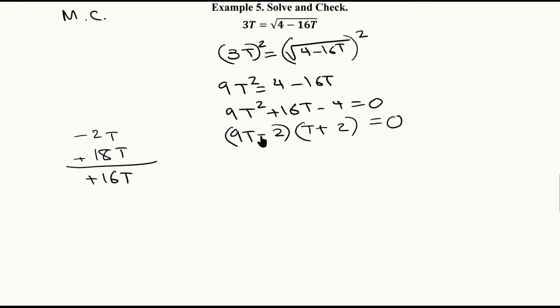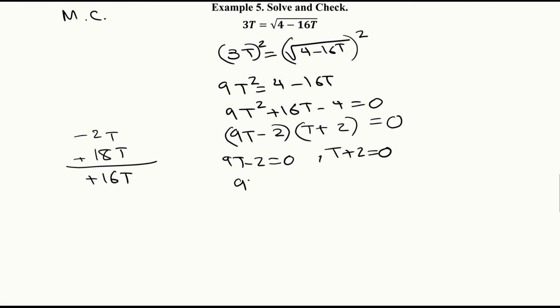So let's quickly check. First times first is first. Last times last is last. Pay attention to the signs. The inner product is negative 2t. The outer product is positive 18t, which do combine to give me the middle term. So we've done the check. It works. So now we get 9t minus 2 equals 0, or t plus 2 equals 0.